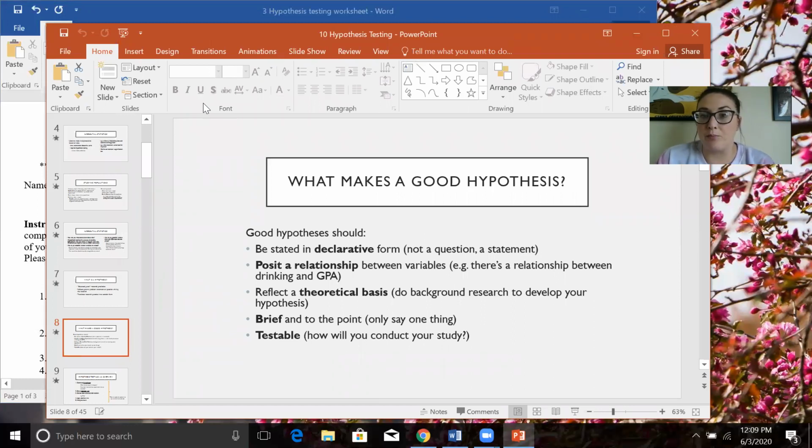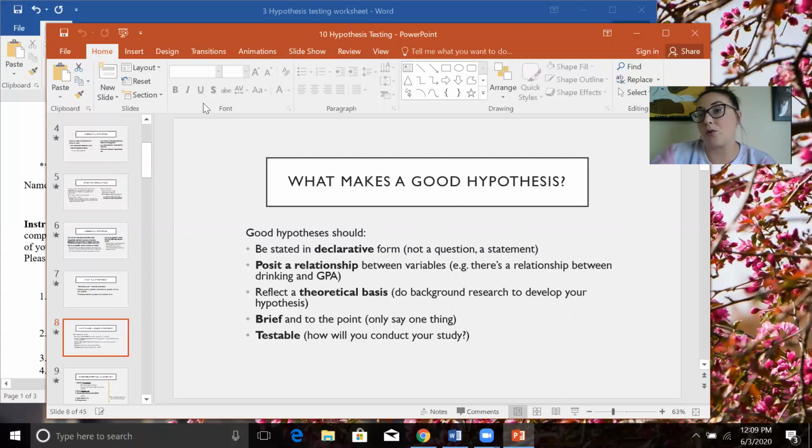So for example, this slide on what makes a good hypothesis. Hypotheses are basically prediction statements. A good hypothesis should be concise and declarative. It is the prediction that you are making in terms of what you believe will happen. It's not a question. It's not a theory. It's a specific prediction that you have identified that you will be testing. It should be brief and to the point, and it should be something that you can test.